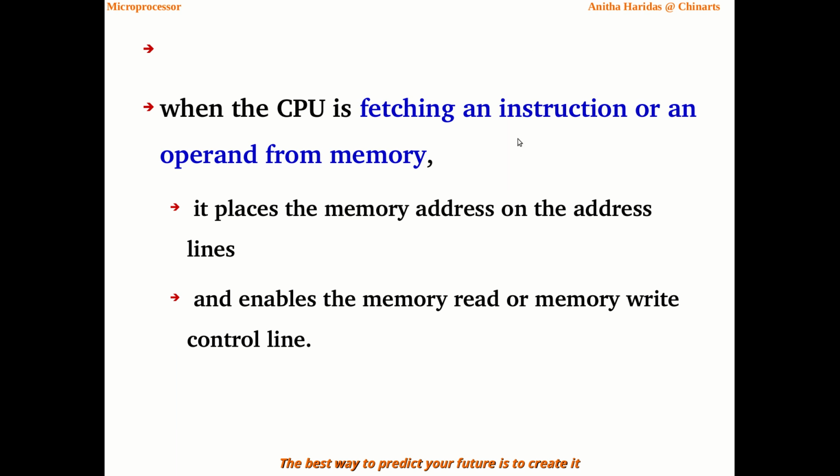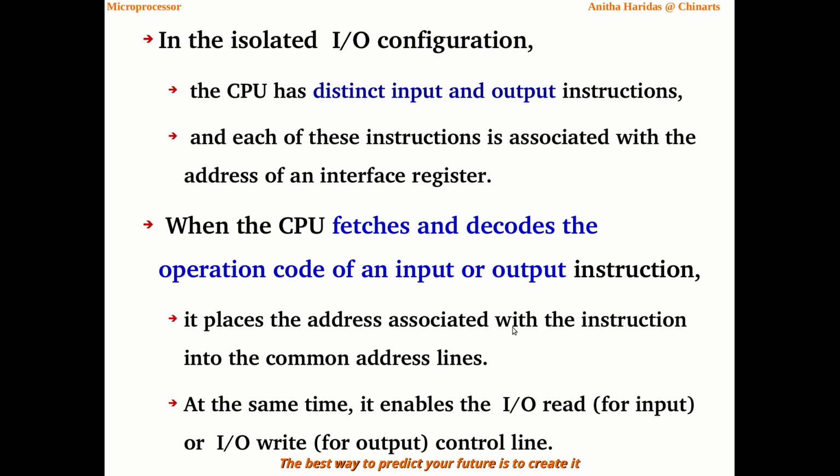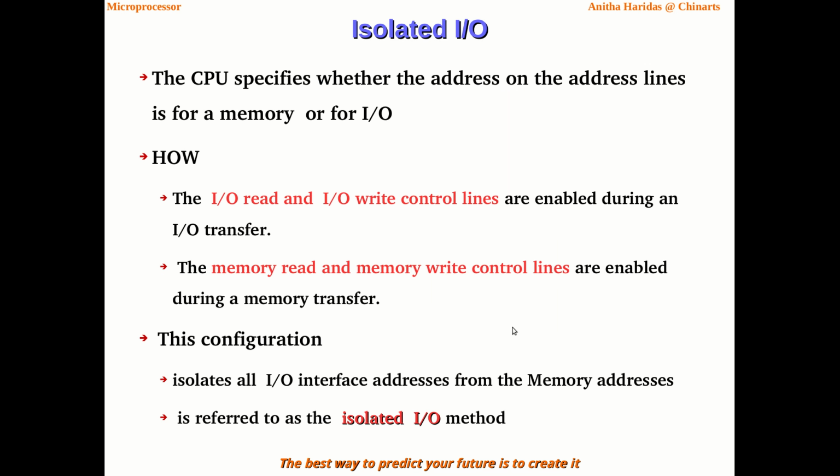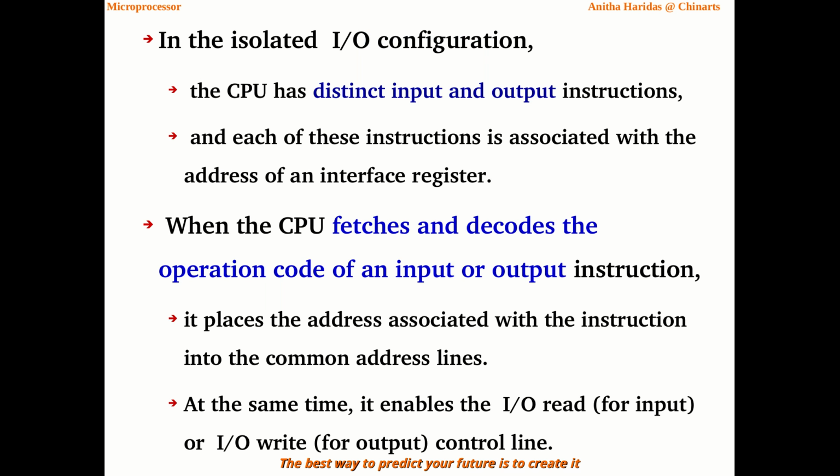So when the CPU is fetching an instruction or an operand from the memory, it will place the memory address on the address lines and enable the memory read or memory write control line. Okay, so the thing here is the control lines will decide whether the address on the address line is referring to the memory or referring to the input-output devices. Okay. So that is how you have to understand.